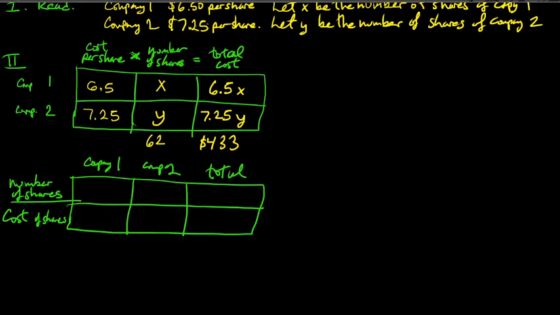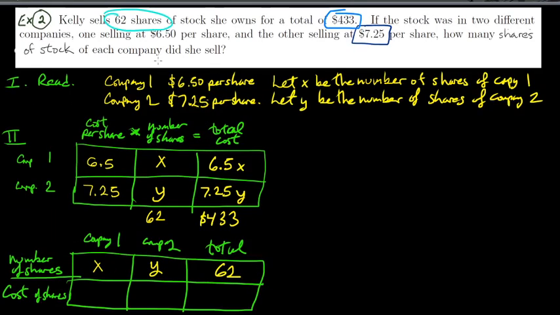Right. So the number of shares for Company 1 is X, number of shares for Company 2 is Y, and the total number was 62. Again, that was given in the problem, right? You can fill that in all there. And the cost of the shares, so we already have $6.50 per share times the number of shares. That's going to be 6.5 times X, right? And then for Company 2, it was 7.25 times Y.